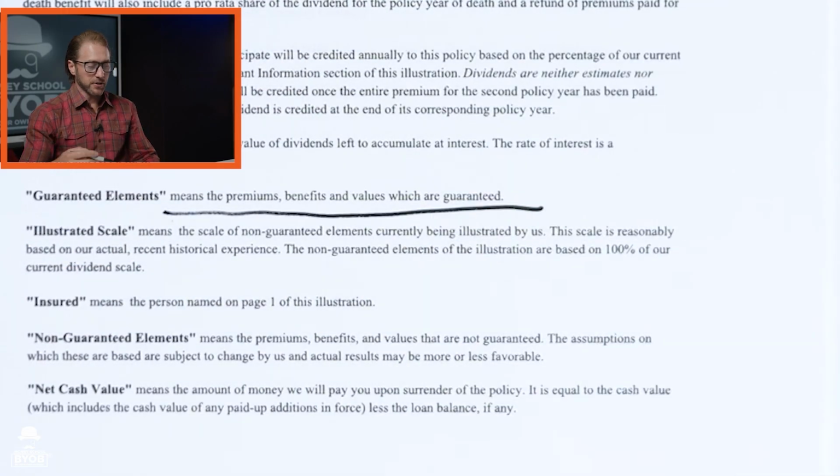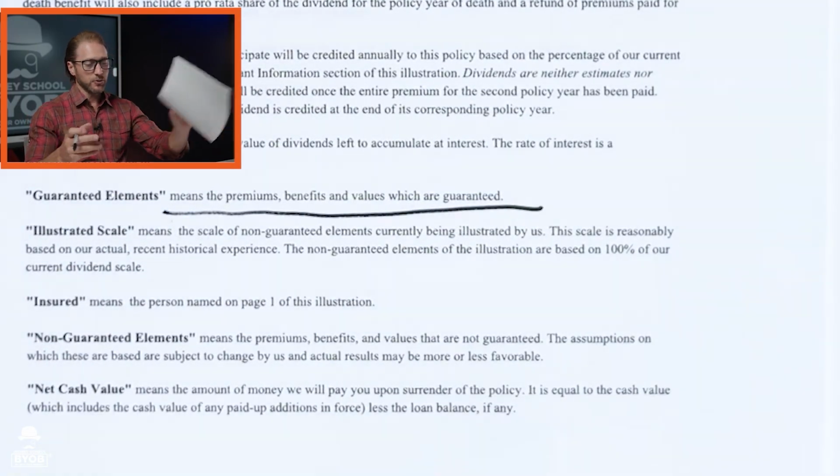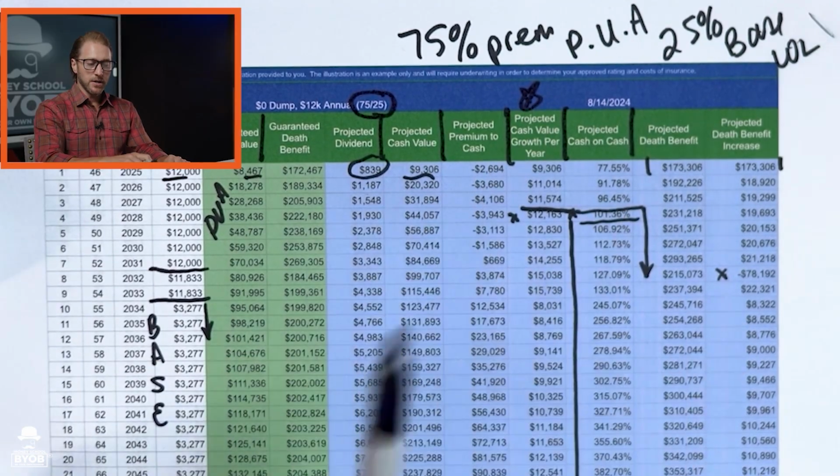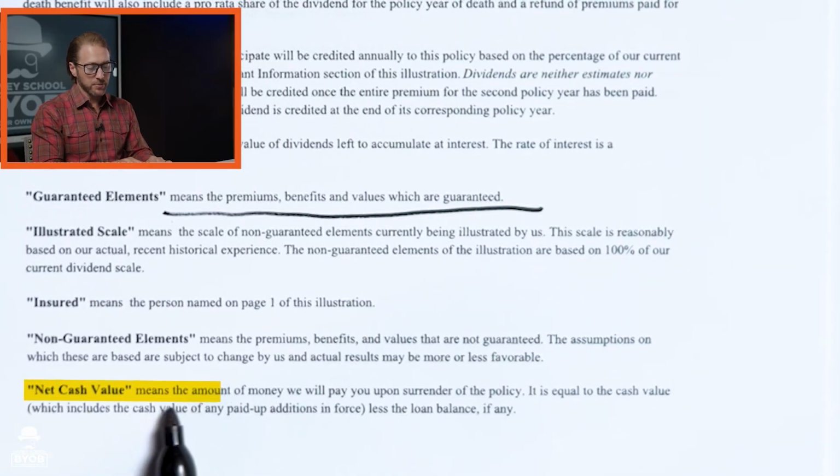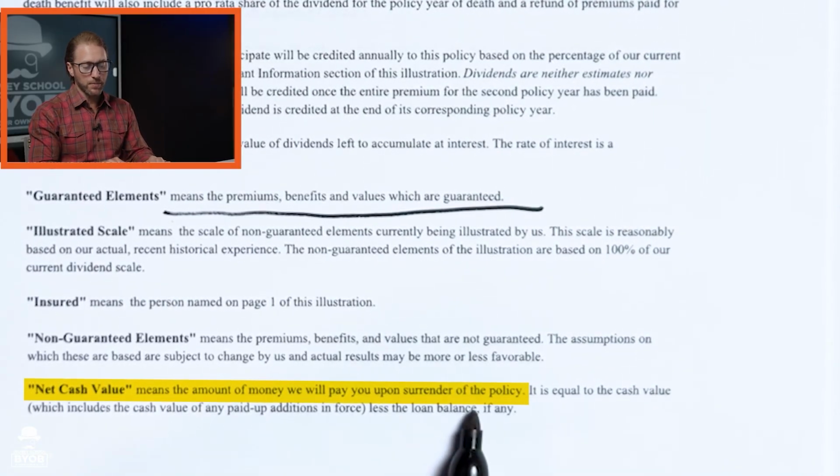The net cash value, everything we talk about, including when I showed you that cash value analysis that we did, okay, these are all net cash value. So what does that mean? Well, net cash value means the amount of money we will pay you upon surrender of the policy. So if you surrendered the policy and you didn't want it anymore, that's your net cash value.